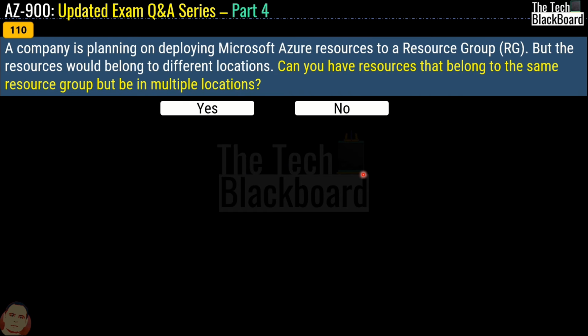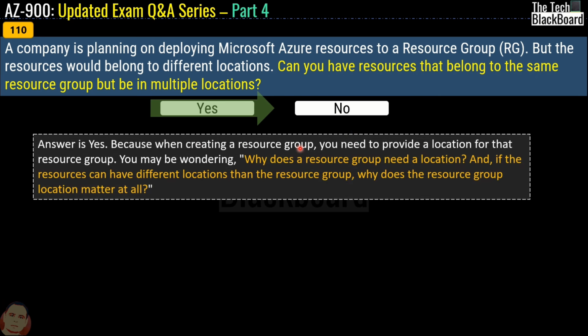Now let's move to question number 110. The question says a company is planning on deploying Microsoft Azure resources to a resource group, but the resources would belong to different locations. Can you have resources that belong to the same resource group but in multiple locations? The correct answer for this question is yes. And the reason is that when creating a resource group, you need to provide a location for that resource group. Now friends, in the past also I have been asked many times, why does a resource group need a location? And if the resources can have different locations than the resource group, why does the resource group location matter at all?